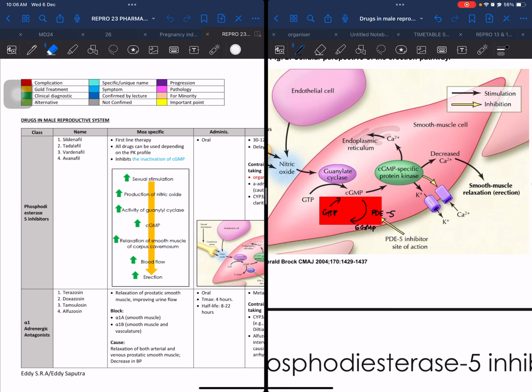Phosphodiesterase 5 enzyme. So sildenafil, what it does is it inhibits this enzyme. Once you inhibit the enzyme, you have a high concentration of cGMP. When you have a high concentration of cGMP, you will promote blood flow. So that's how you achieve erection. Okay?